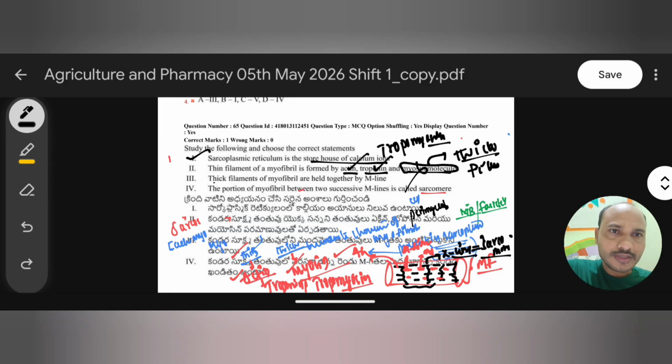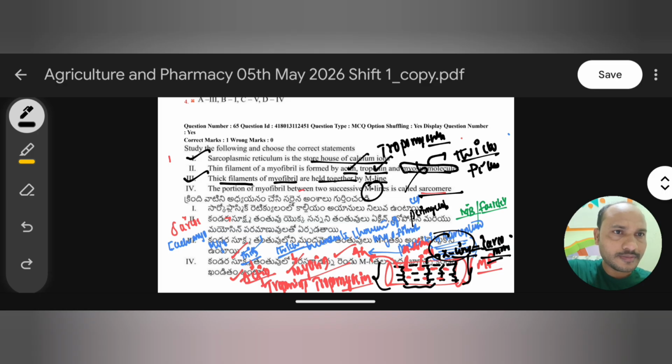Thick filament means the filament made up of myosin protein. The thick filaments of myofibrils are held together by the M line. Yes, so this statement is right. Next: the portion of myofibril between two successive Z lines, not M lines, is the sarcomere. The sarcomere is the structural and functional unit of muscle contraction.